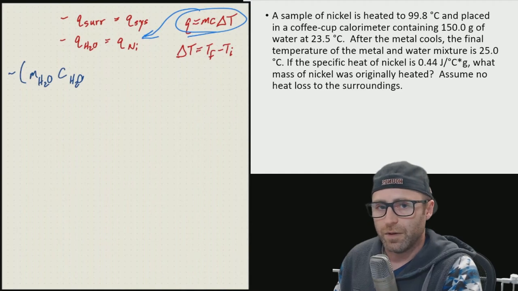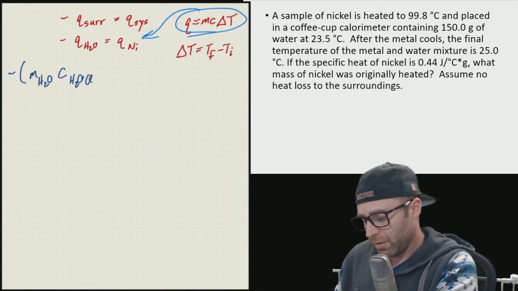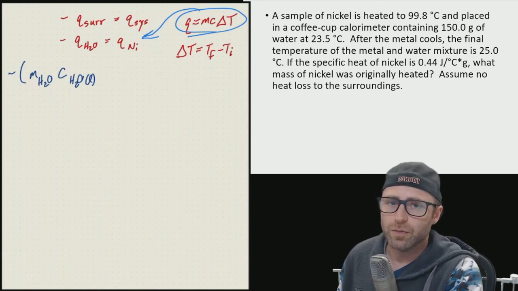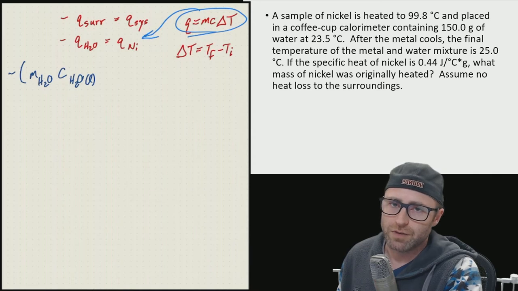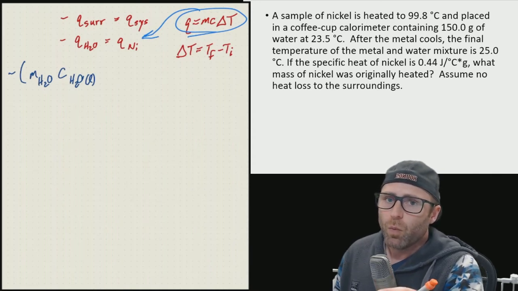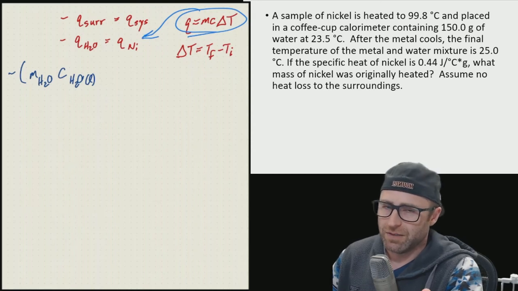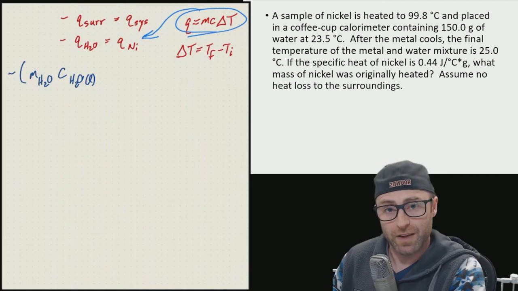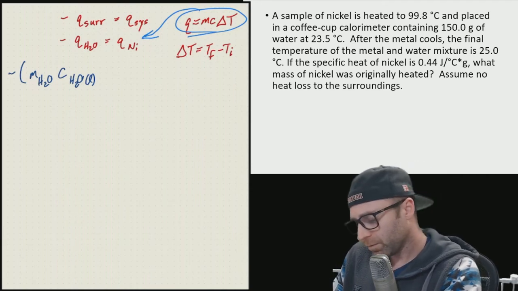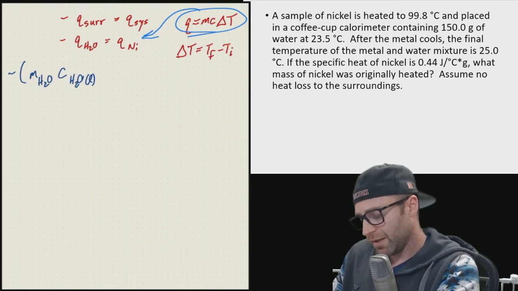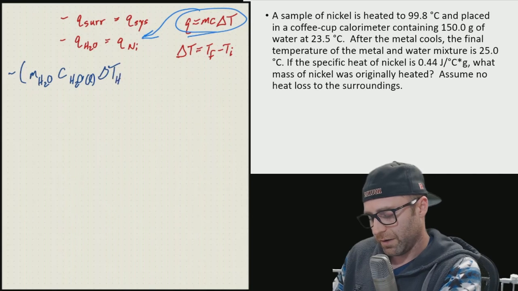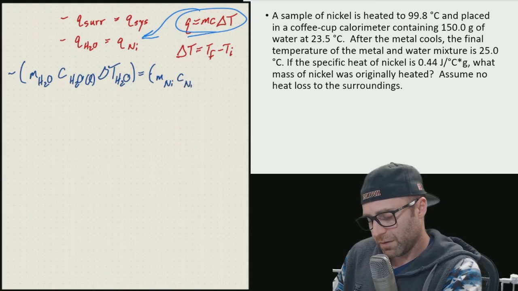Now, I've mentioned this in lectures, but I would remind you, make sure you use your phase properly, because this is where a lot of students get tripped up, and books might try to, air quotes, trick you. Water, you're going to see in tables as being a solid, liquid, and a gas. Make sure you pick the right specific heat for the specific phase that you're looking for. Can I say specific many more times? In this case, it's liquid water. And so then it's going to be delta T of our water. Close our parentheses. And that's going to equal M, now nickel, C of our nickel, and delta T of our nickel.